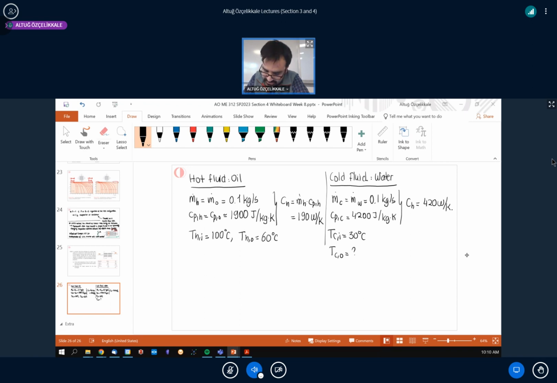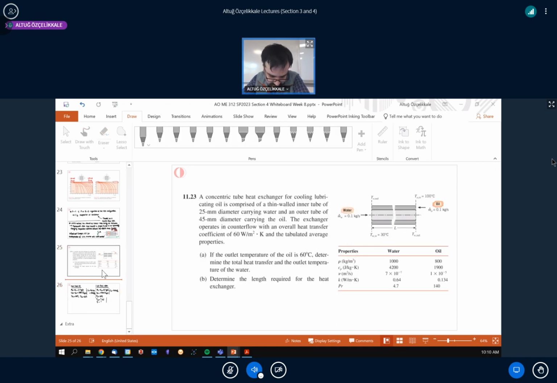And that's in part A. What is the heat transfer rate? These are in part A. And second, we are being asked, what is the length of the heat exchanger? Now, you should understand that the length here is literally the length because that's a double pipe heat exchanger. It has a certain length. But when we talk about other heat exchanger types, when we say length or size of the heat exchanger, you should understand the heat transfer area.